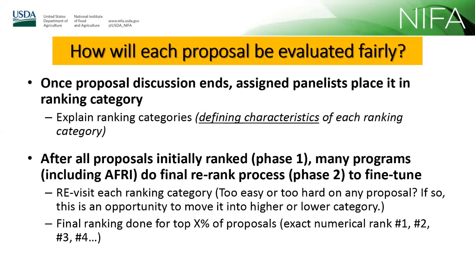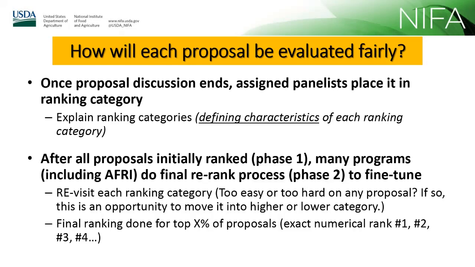But then at the end, after you discuss all the proposals, most programs will do a re-ranking process. This is where you go back and just make sure that everything is in the correct ranking category, and also balance out any biases that may have come just because a proposal was the very first one, so maybe it got ranked a little bit lower. Maybe some of your later proposals, once you have more information, might have a different rating as well. So you want to be able to balance out all the rankings.